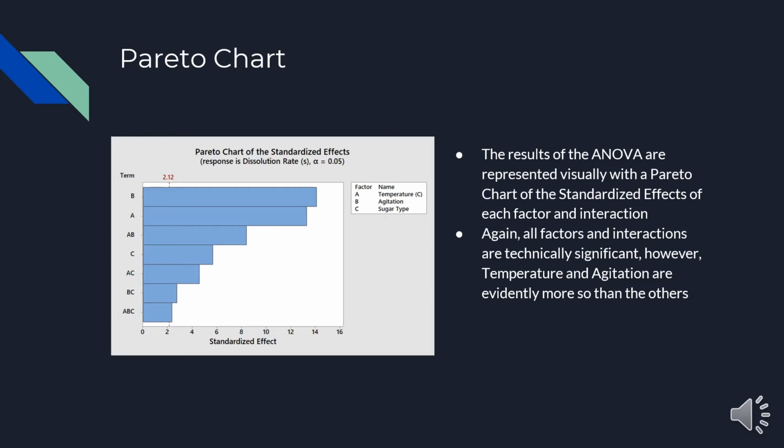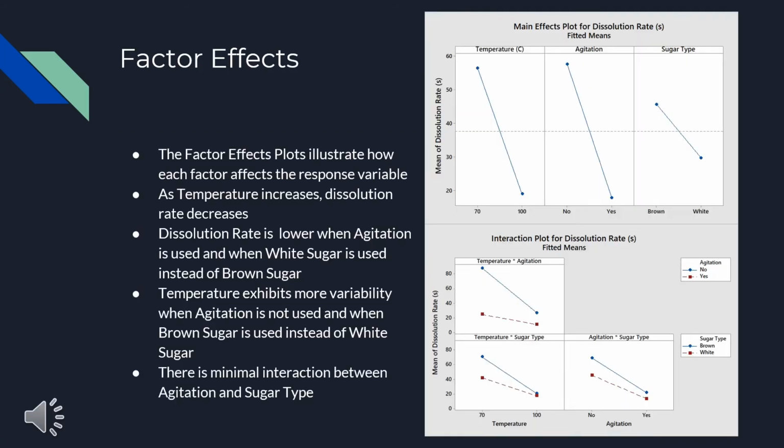The factor effects plots show how each factor affects the response variable. In the main effects plot, we see that temperature has a negative linear relationship with dissolution rate. In other words, as the temperature increases, the dissolution rate decreases. Agitation and sugar type are both categorical factors and can only affect dissolution rate in one of two ways. As such, we see that dissolution rate is lower when agitation is used, and also lower when white sugar is used instead of brown sugar.